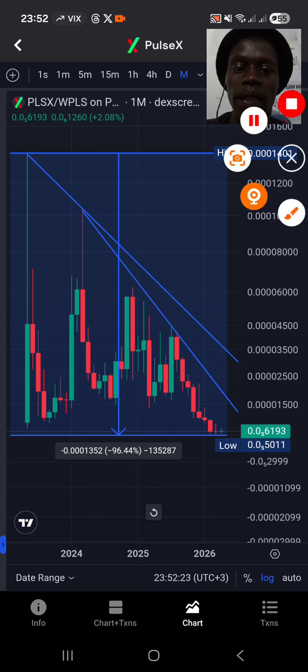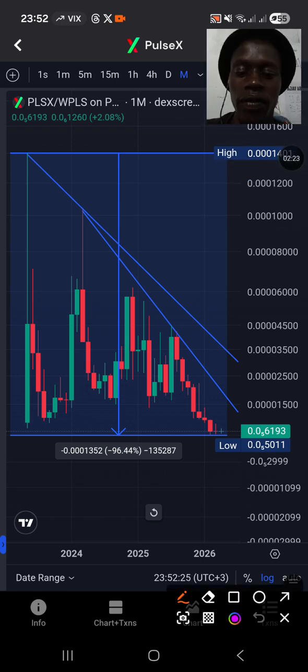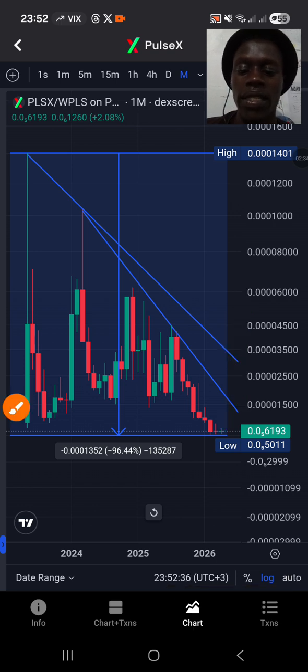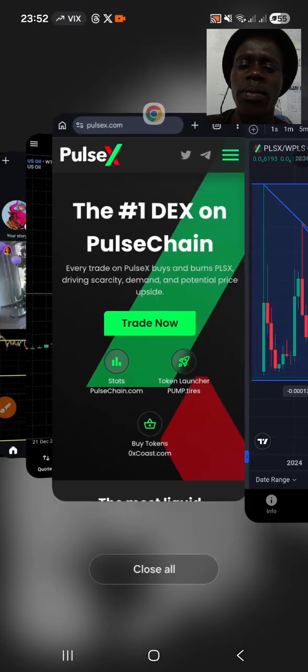Price may break out of these here and keep going up, and also break out of these and keep going up. So that is the basic analysis about this.